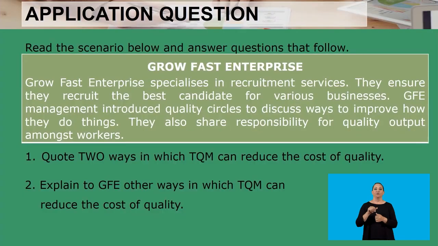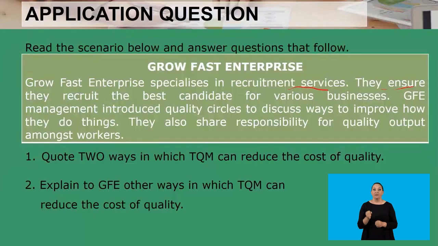Then we have another question. This is another scenario which we are expected to read and answer the questions that follow. We have Grow Fast Enterprise. Grow Fast Enterprise specializes in recruitment services. Basically, they look for candidates who are suitable for different businesses. They ensure they recruit the best candidates for various businesses. And then Grow Fast Enterprise Management introduced quality cycles to discuss ways to improve how they do things. Then they also share responsibility for quality output amongst employees.